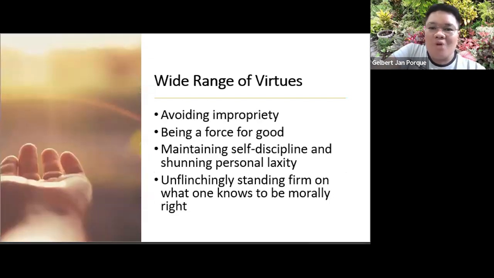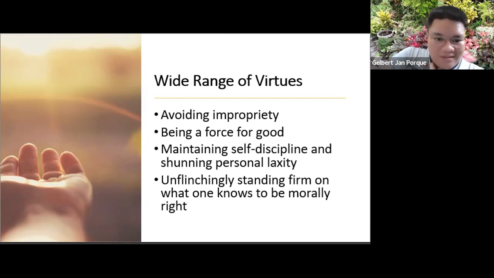Then you avoid impropriety. Okay, class, one thing that you need to avoid is impropriety. Class, when I say impropriety, it's a failure to observe standards. Kumbaga, you're avoiding becoming inappropriate. So, failure to observe standards. In other words, we always follow standards. Then you are a force for the good, which means that if you notice that there's something bad happening in the hospital, you don't tolerate it. You know as a nurse that you should prioritize the good of your patient.